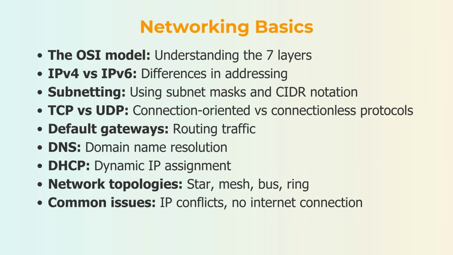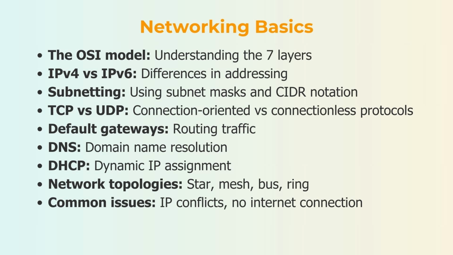Networking is an important part of the Core 1 exam, and it starts with understanding the OSI model, which breaks down network communication into 7 layers. These layers help you understand how data moves from one device to another. You'll also need to know the differences between IPv4 and IPv6 addressing. IPv4 uses 32-bit addresses, which limits the number of available IP addresses, while IPv6 uses 128-bit addresses, offering much more capacity. Subnetting, which involves dividing a large network into smaller networks, is an important topic as well, and you'll need to understand how to use subnet masks and CIDR notation.